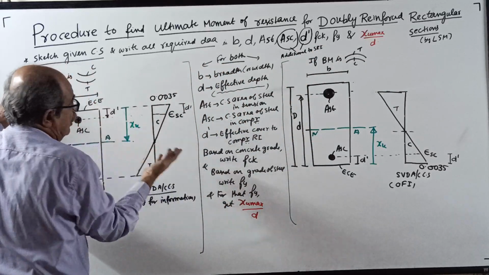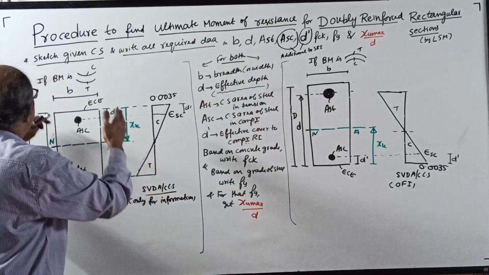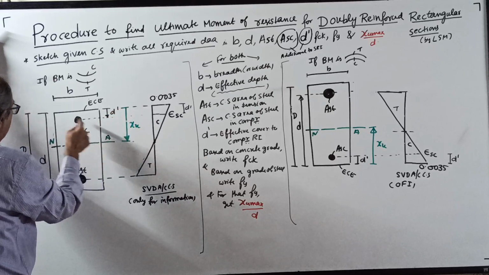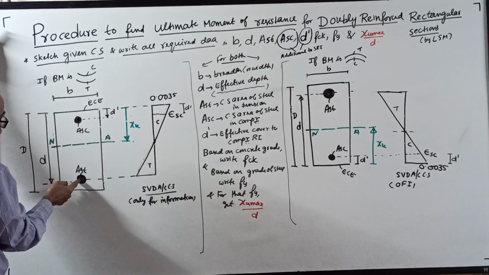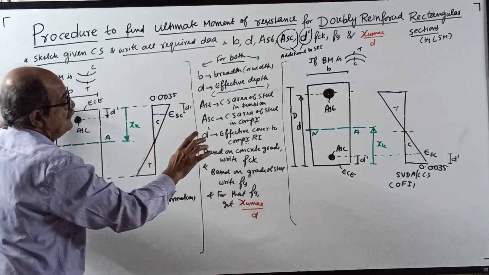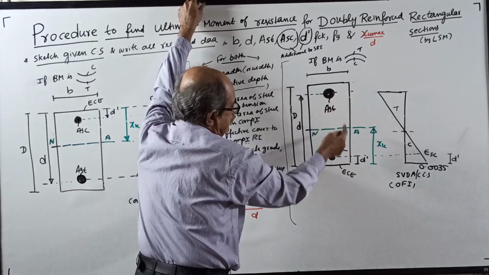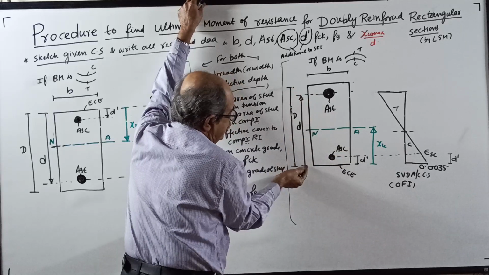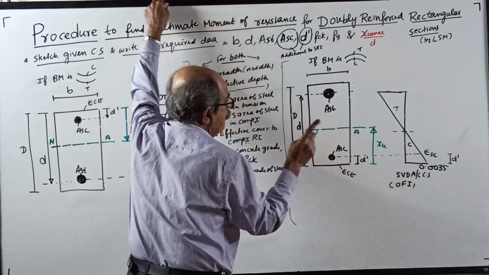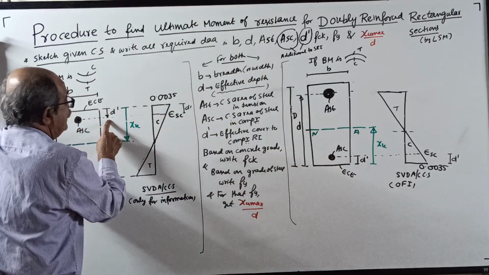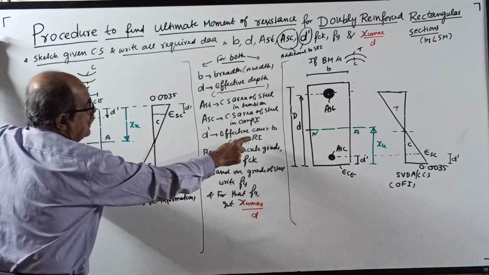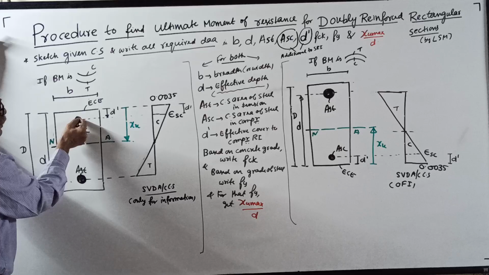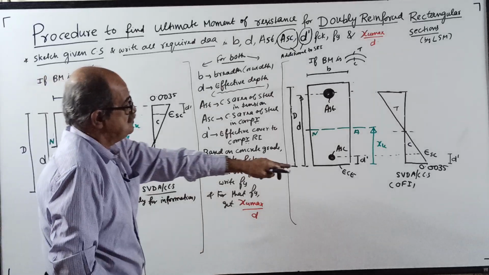Now, these were already told to you. If the BM is sagging, extreme compression edge here, XU from there, D from there, overall depth, this is AST, ASC. Whereas if the BM is hogging, top AST, extreme compression here, ASC, and D, small d measured from here. Now one more will come. D dash, effective cover to compression reinforcement, from extreme compression edge to the centroid of compression steel is D dash, here and there also.